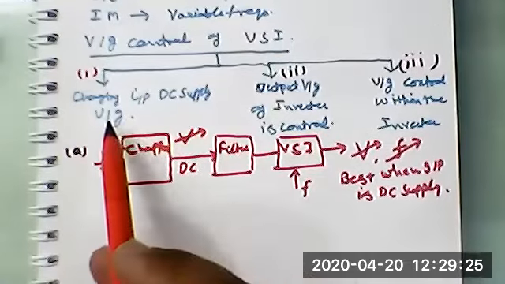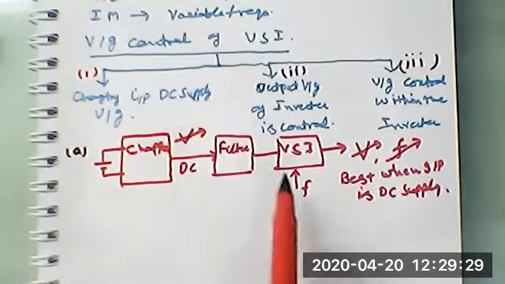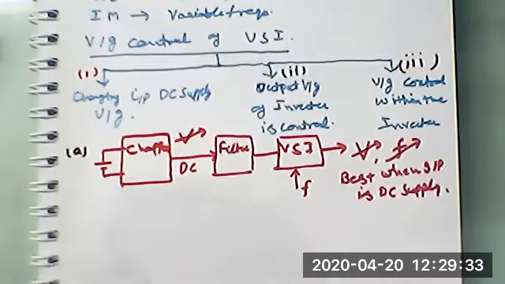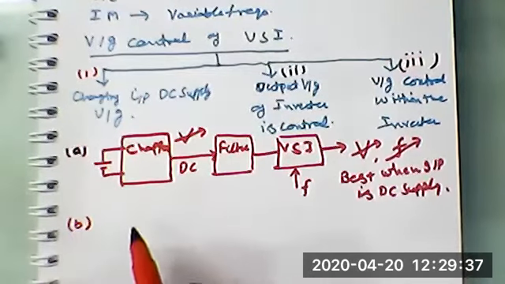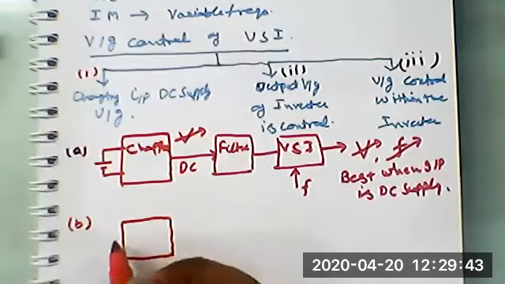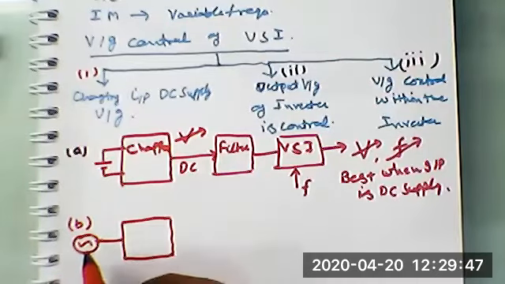Now, the second option could be what we are discussing: changing the input DC supply voltage. In this case, this is changing. Now, suppose you have an AC supply. You know the AC supply is fixed. You cannot change the voltage and frequency of the supply voltage.